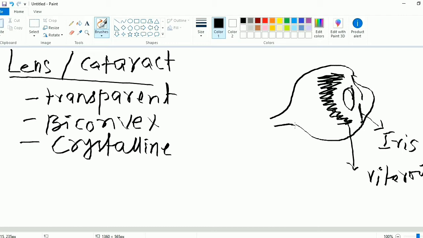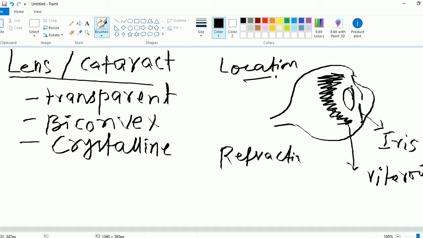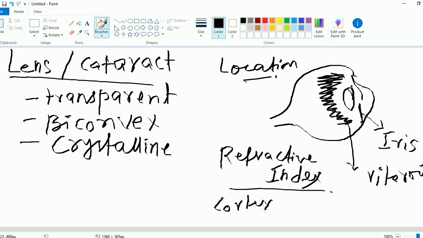The refractive index of the lens cortex is 1.3 and the nucleus is 1.41.